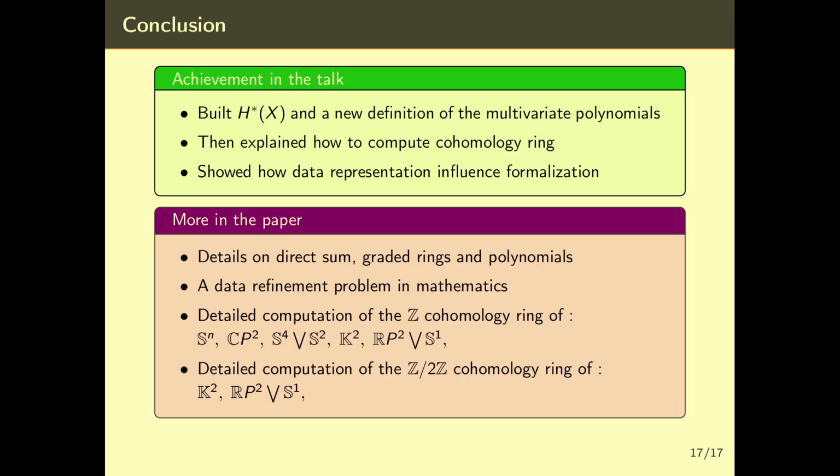Well, that's something that's interesting. If you take Z coefficients, you have an example here. The Klein bottle and RP2 with S1 have the same Z cohomology ring, but different Z mod 2 cohomology rings, and that's why we computed them. In the general case, the answer is supposed to be yes, but I don't know any simple example because I mean I'm more a computer scientist. I'm not a specialist of algebraic topology.